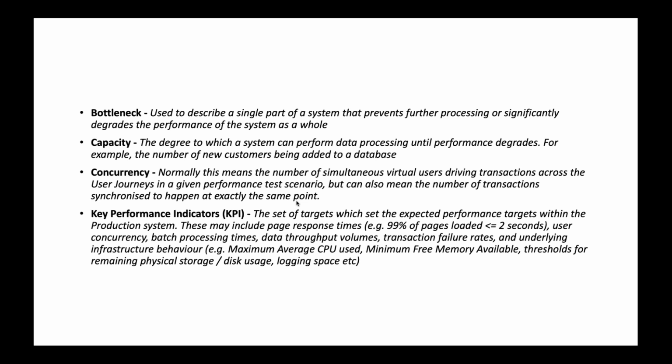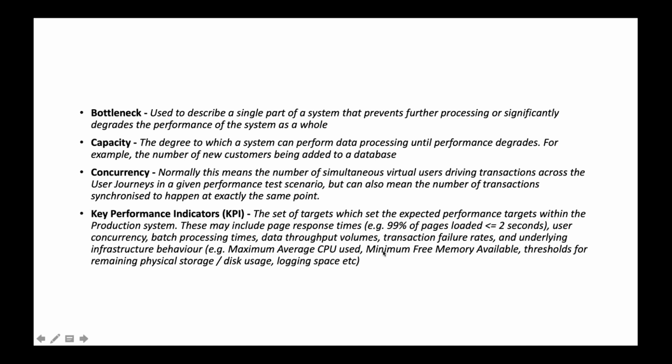Sometimes we see that concurrency: if the movie tickets and seats are reserved by me, another user cannot do that. So that is the concurrency concept here. Then we have key performance indicators, which we will talk about later.